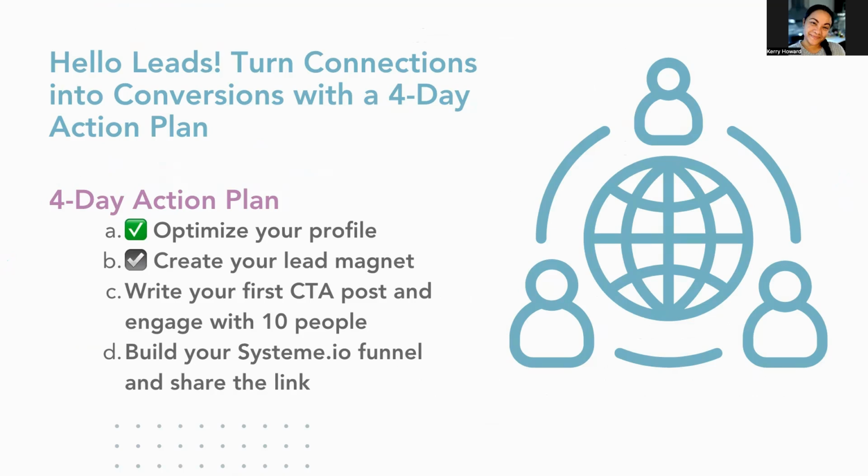Part one, we covered how to optimize your LinkedIn profile, so you should have been able to do that already. B is to create your lead magnet. So by the end of this presentation, you will be able to start creating your value-driven lead magnet. And C is to write your first CTA post and engage with 10 people. I'm going to show you some examples today so you can get started with C. And then part three, we're going to go over the System.io funnel. You'll be able to walk away with that and build your own System.io funnel to bring people in there and be able to share that link to gather your leads.